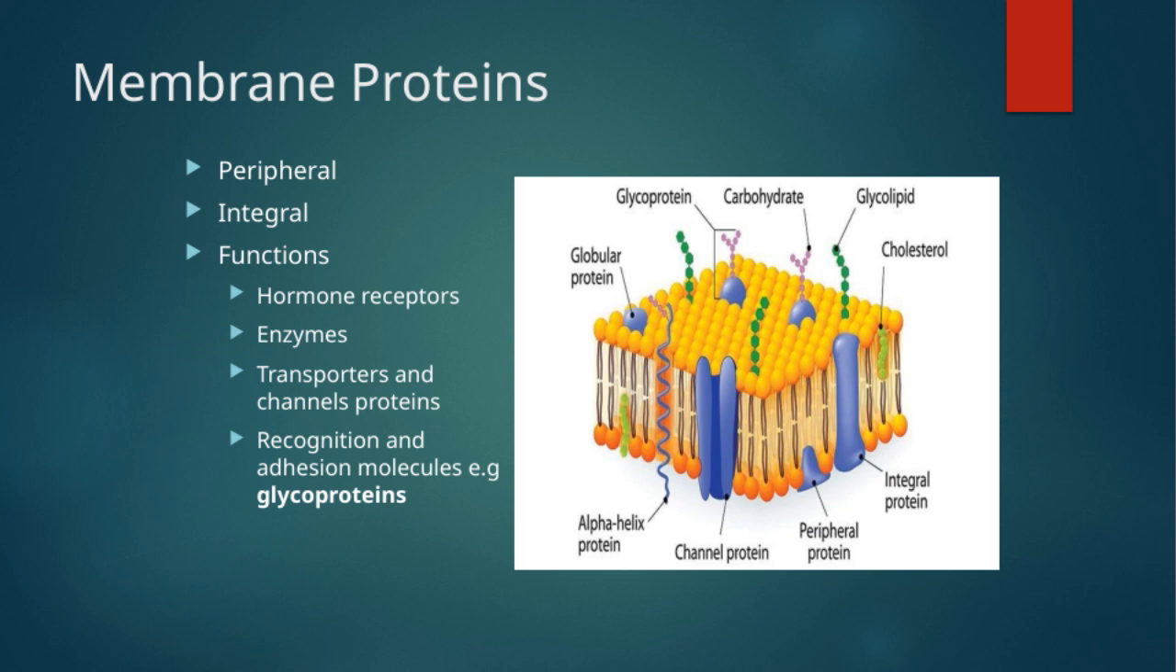Recognition and adhesion molecules, such as glycoproteins, help cells identify each other and stick together, which is important in tissue formation and immune responses. All of these peripheral proteins work together to support the cell's overall function, highlighting how dynamic and interactive the membrane is. They essentially act as the cell's communication and regulation hubs, connecting the cell to its environment and other cells.